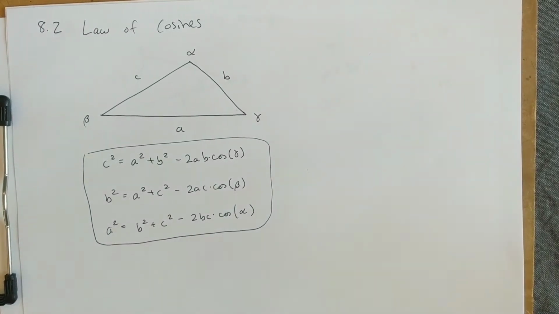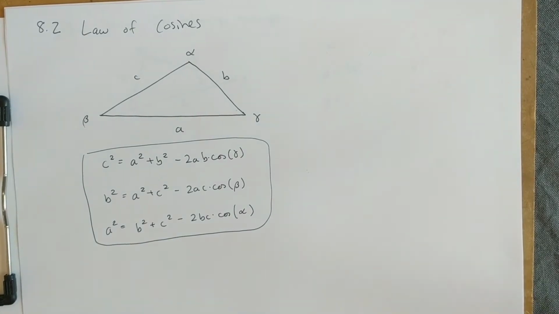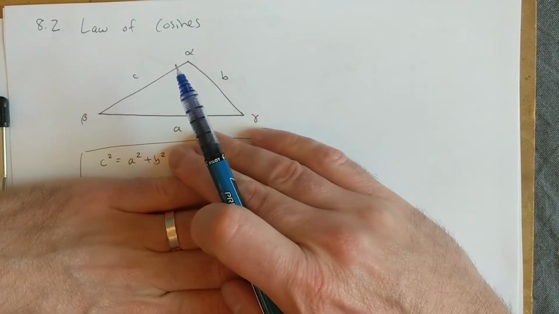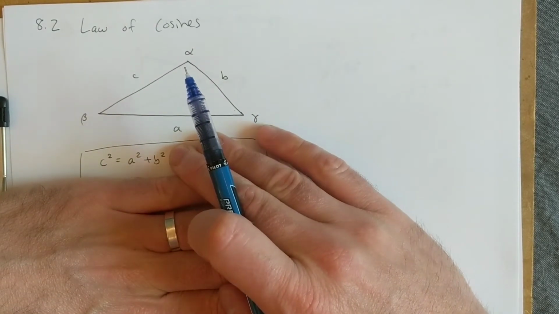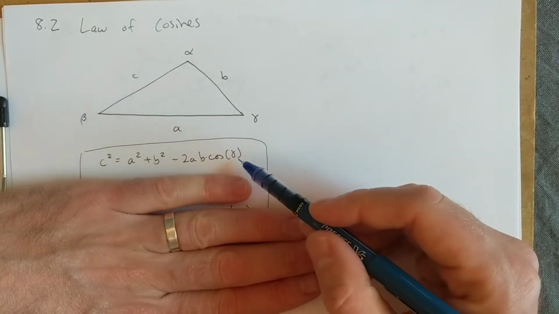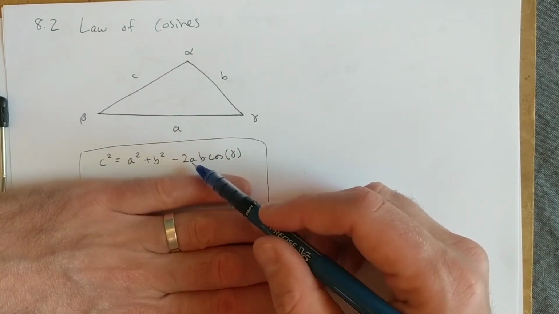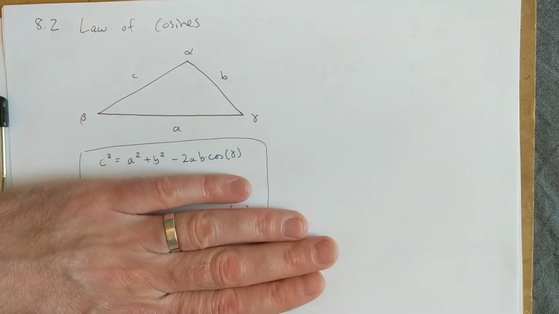Let's talk about the law of cosines. The law of cosines is sort of a more generic Pythagorean theorem. So if we look at it, c squared equals a squared plus b squared is the Pythagorean theorem. If one of the angles is not 90 degrees, though, you have to have this extra term, which is negative 2ab cosine gamma.